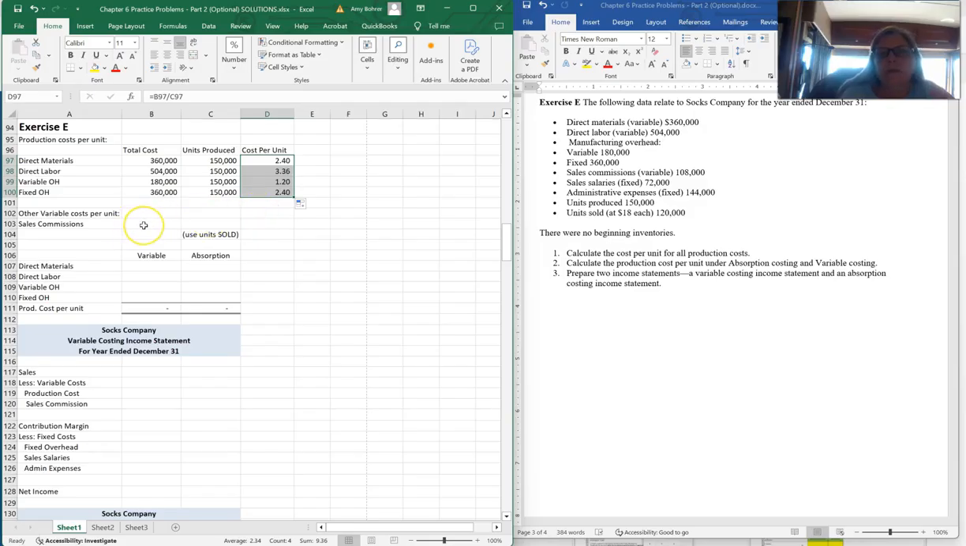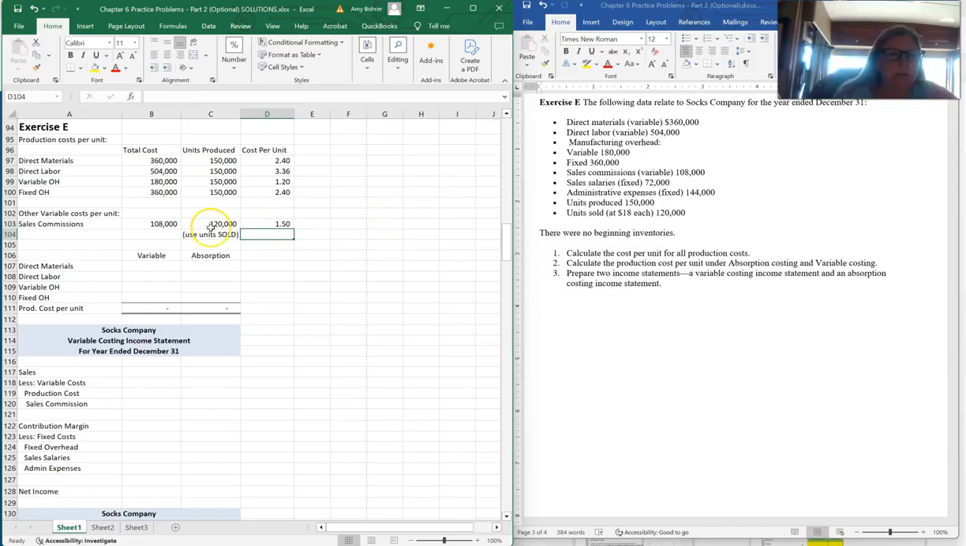Other variables, we've got sales commissions of $108,000. And we always use what the sales commissions would vary by. So that would vary by the number of sales per unit, not the number of units produced. So we have 120,000 units sold. And so again, we have to take the 180 cost divided by the number of units sold. And that gives us $1.50 per unit.